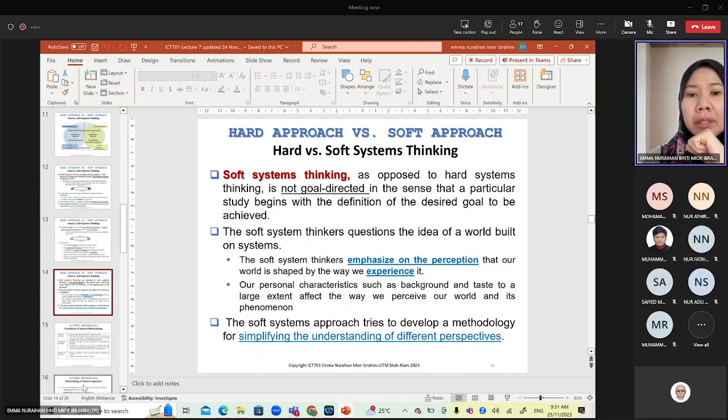What about soft system thinking? So not goal directed tapi lebih kepada creating contohnya awareness, perceptions, adoption, rejection. Kita nak tahu, kenapa orang reject teknologi ini, kita nak study. Kenapa orang nak adopt teknologi ni, kita nak study. Kenapa very bad user experience while using AirAsia, we want to study. Okay, soft system thinking. Okay, emphasize on perceptions and experiences.